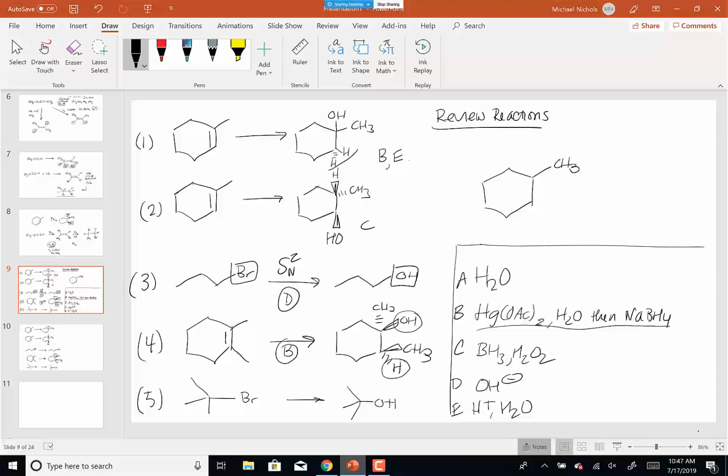Now, what about E? What would be the difference between using B and using E? E would be a 50-50 mixture. And so if I gave you a 50-50 mixture, or if I didn't show the stereochemistry, then E would be acceptable. If this was a problem, it would be half credit, because I wanted to see it trans. If I had put the H and the OH cis, in this case, which reagent would it have been? It would have been C. It would have been hydroboration oxidation.